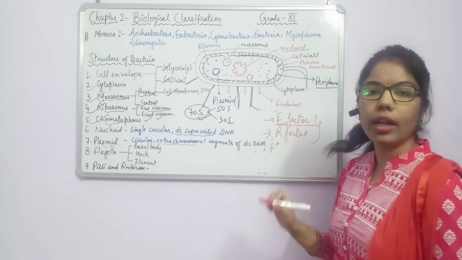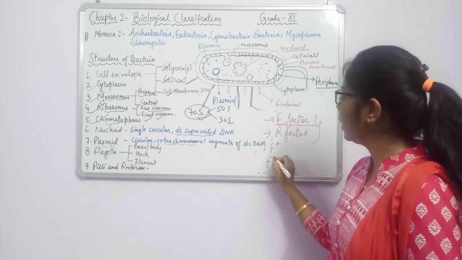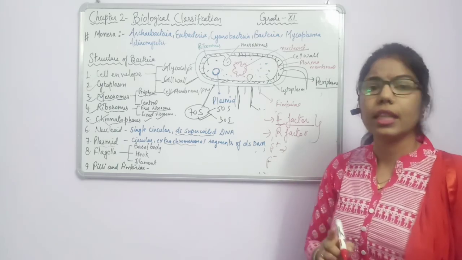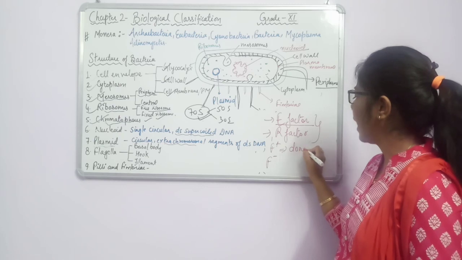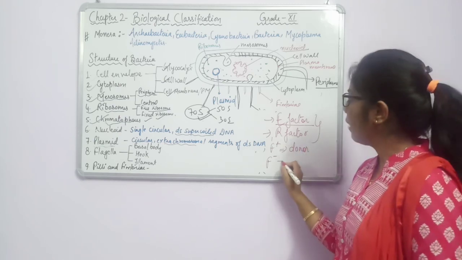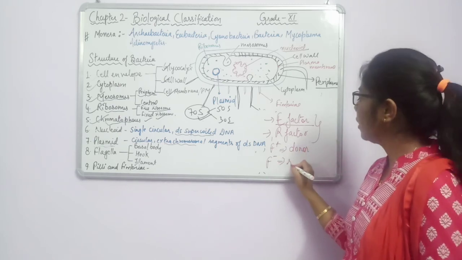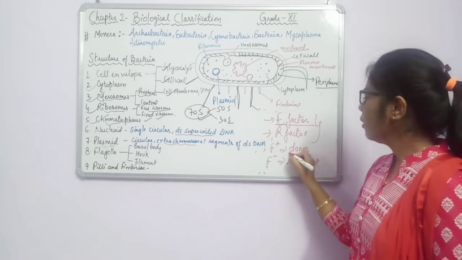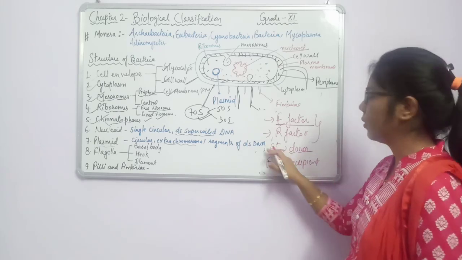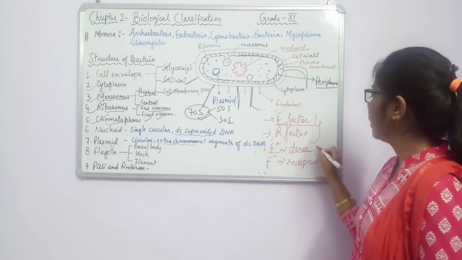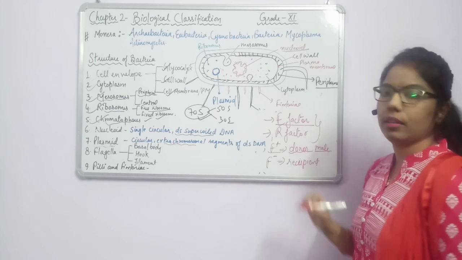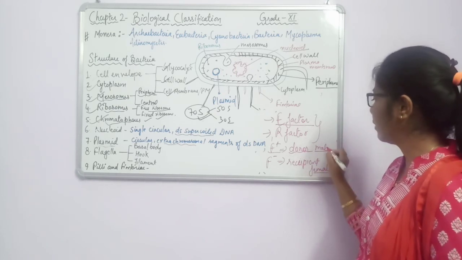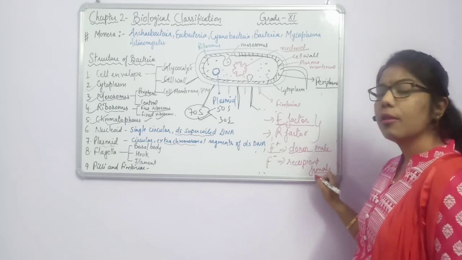F plus or F positive strain, and another can be F negative strain. The F positive strain acts as a donor one, and the F negative will act as a recipient one. The one which is donating this factor is known as the male strain, and the other one will be the female strain.